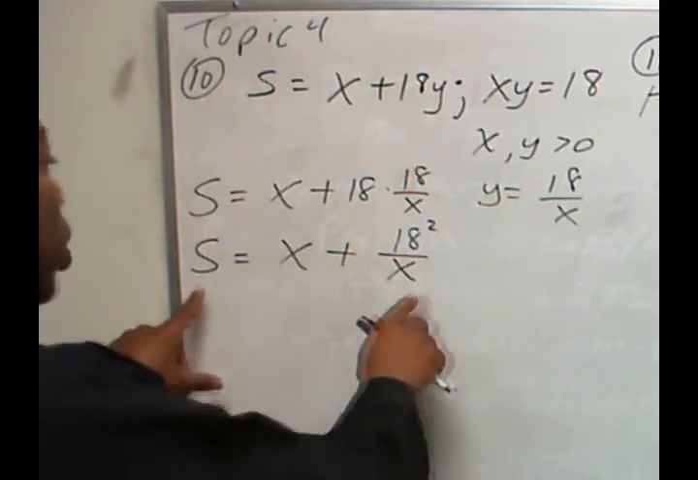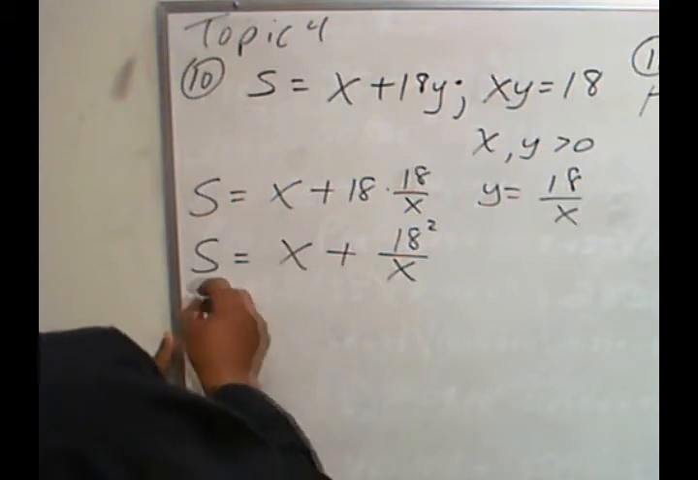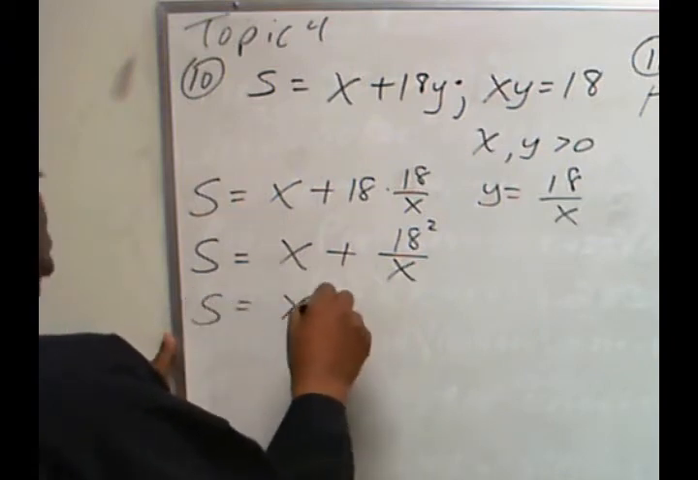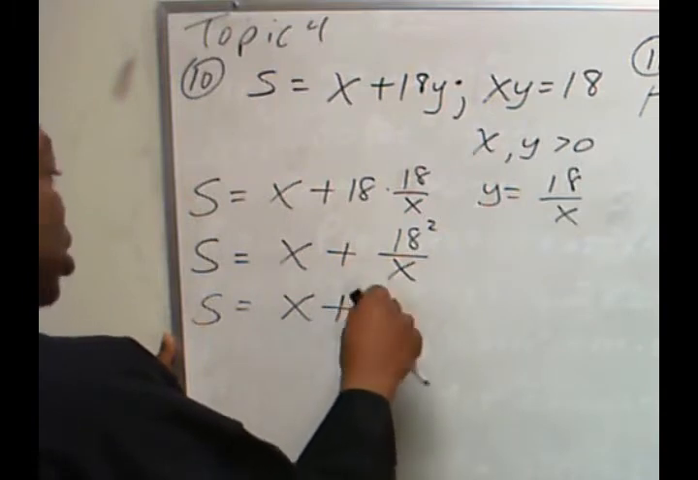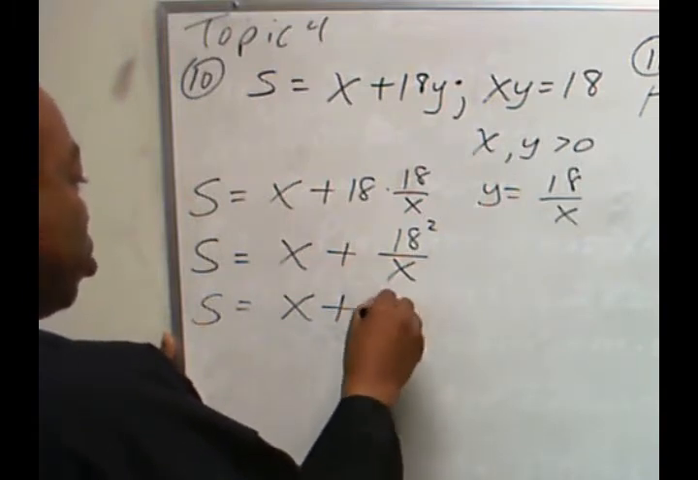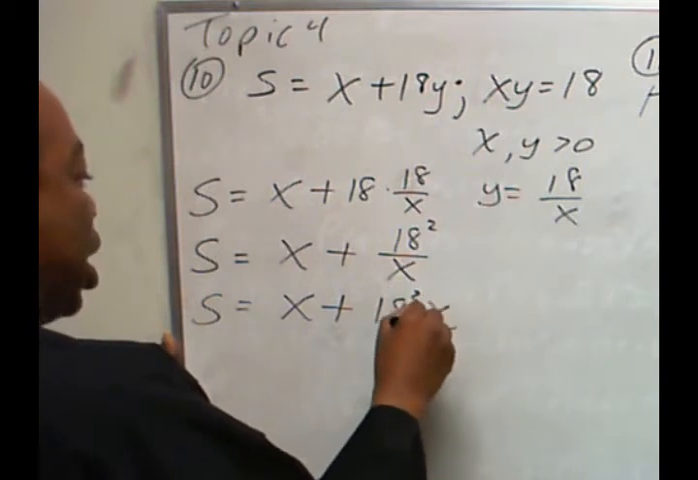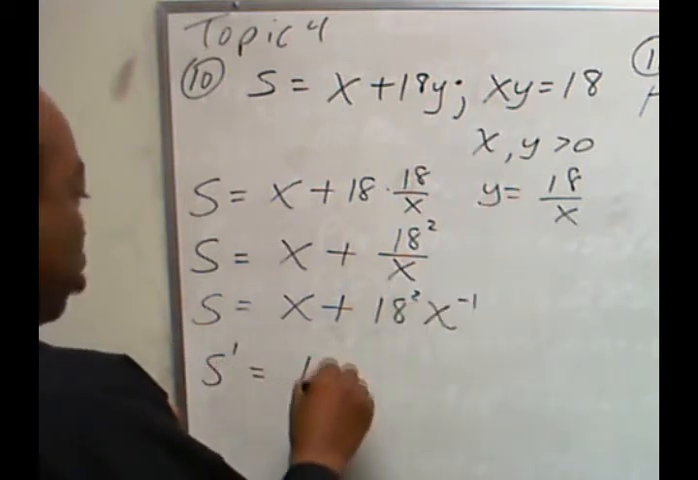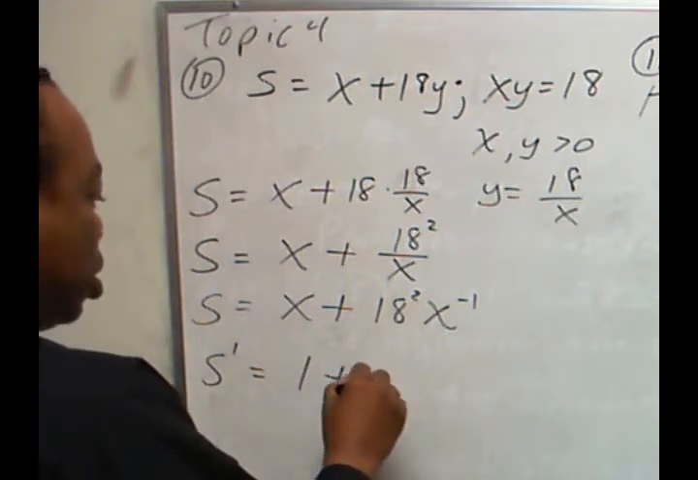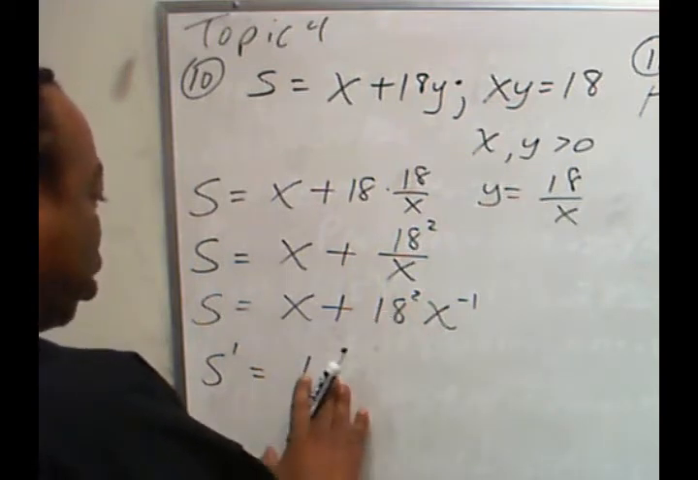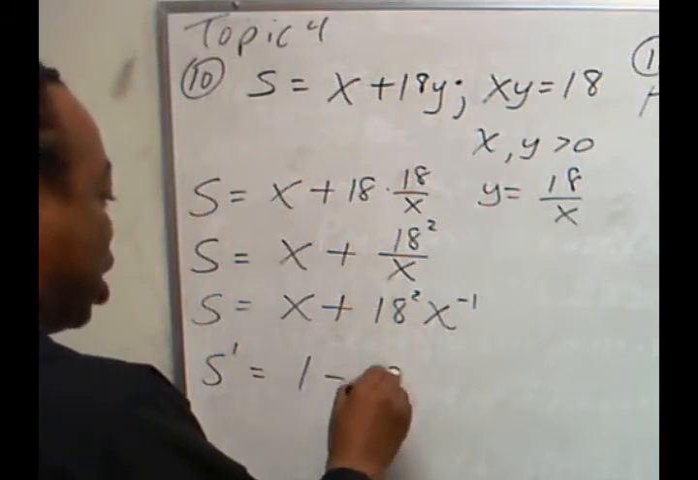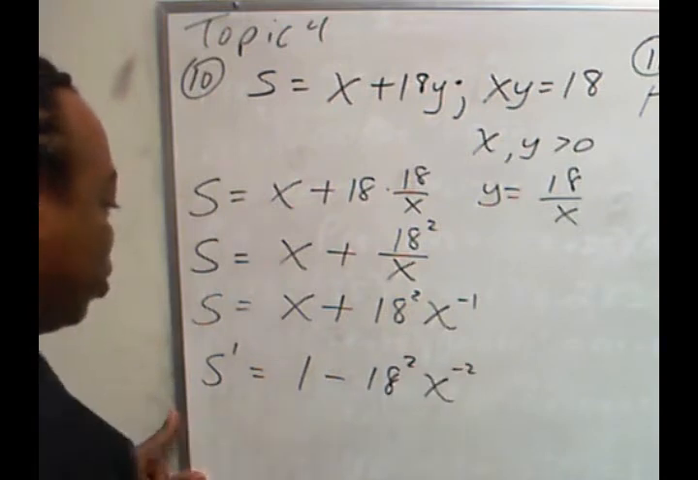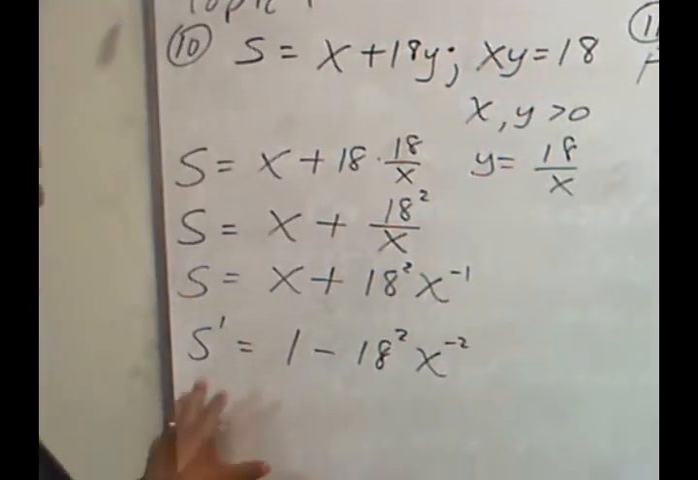Now to minimize this, I want to take the derivative of s. So let's treat this as s equals x plus 18 squared times x to the negative 1. So the derivative of s will be 1 plus negative 1 times 18 squared, which is negative 18 squared. And this will be x to the negative second power. Now I'll set this equal to 0.